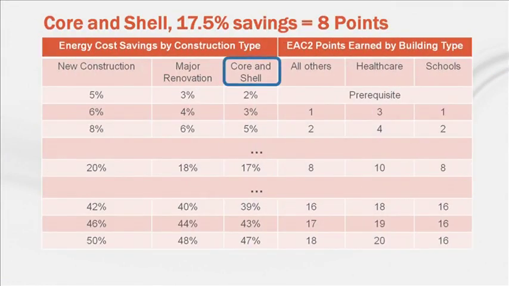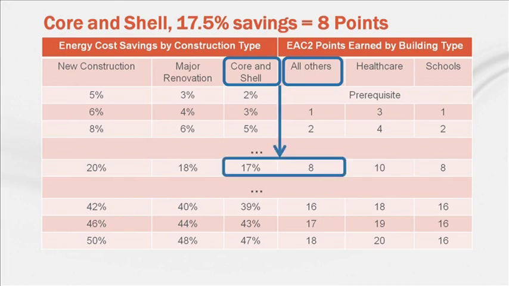Using the chart, we find the core and shell column. Since it's an office rather than school or healthcare, we choose that column. We then round down to the nearest table entry and find that for 17% savings, 8 optimized energy performance points are achieved. All right, there you have it for option 1. Mick's going to walk you through option 2 for earning energy points.